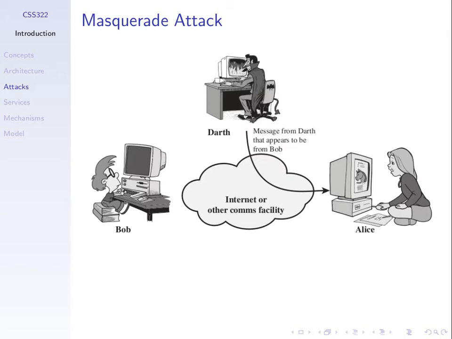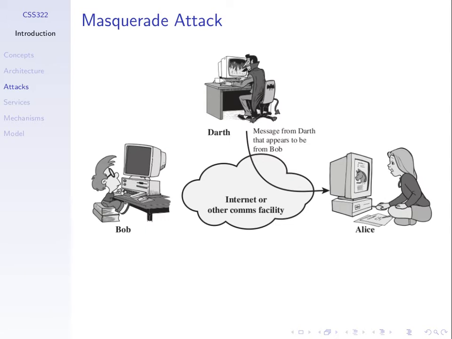Darth, some malicious faculty member, creates a message and sends an email to Alice saying, increase the salary of Steve by 10,000 baht. And signs that message so it looks like it came from Bob, the director. Alice thinks the message came from Bob, the director, and therefore increases my salary. So this is a case where someone else, Darth, is pretending to be a normal user, Bob in this case. As a result, things can go wrong. So masquerade means to pretend to be someone else. You masquerade as someone else.